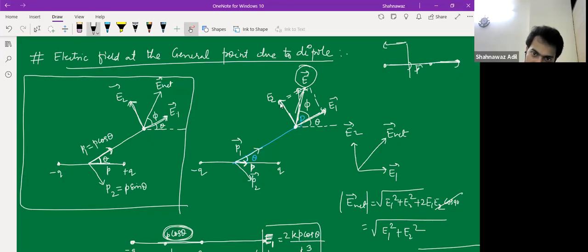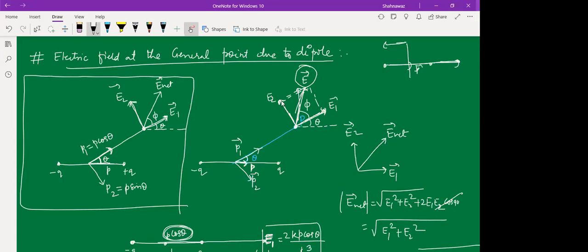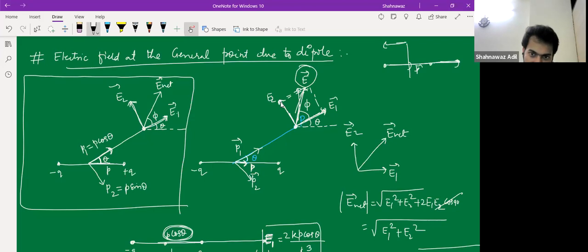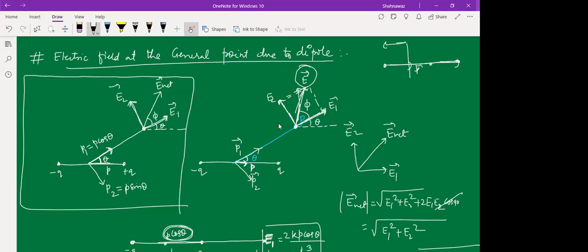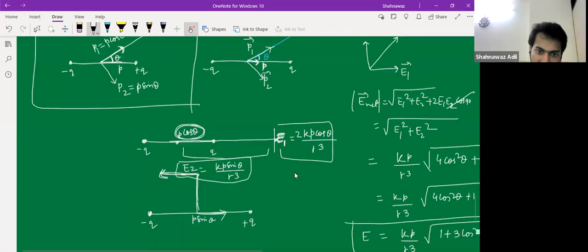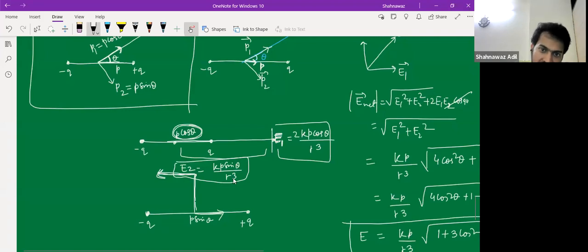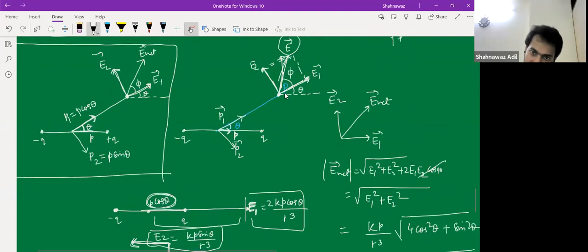So this is what scenario? Axial or equatorial? Yes. So which one, sir? Yeah, P2 and E2. Which scenario? Axial or equatorial? Equatorial, right? So then I wrote the value of E2 as Kp sin theta by r, because P2 was P sin theta. And then I calculated the electric field in the direction of the dipole moment. So this is what? Equatorial or axial?